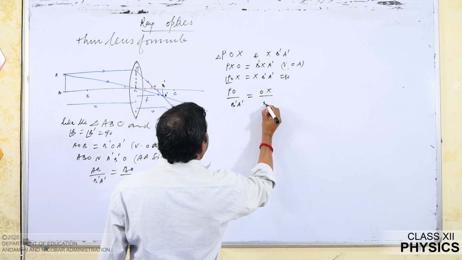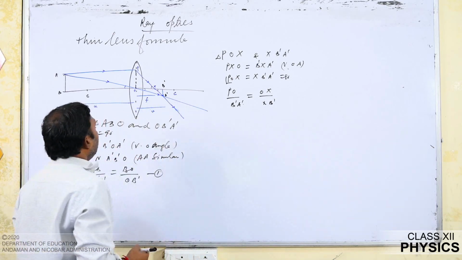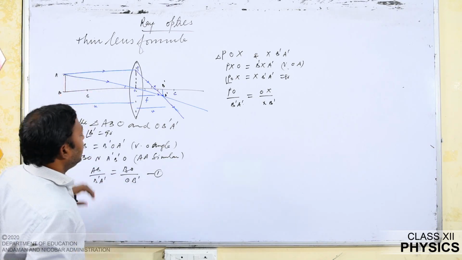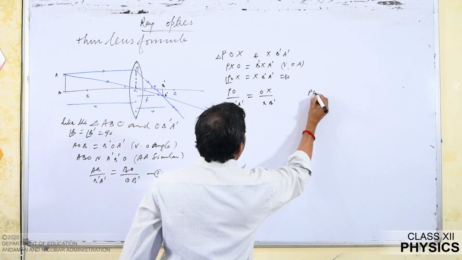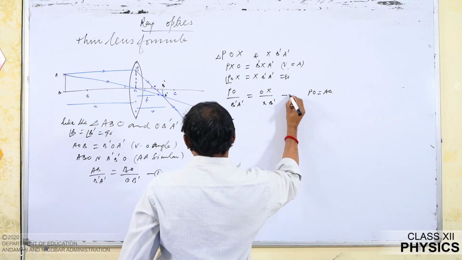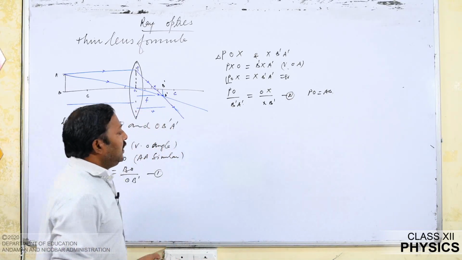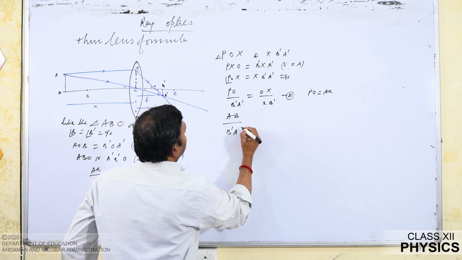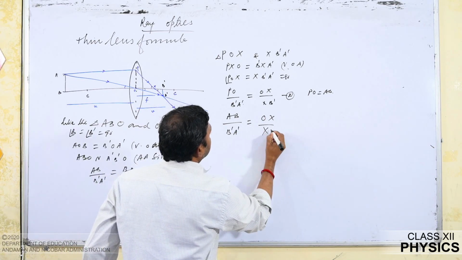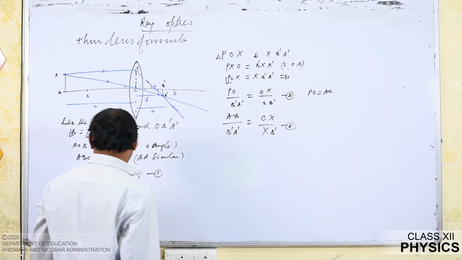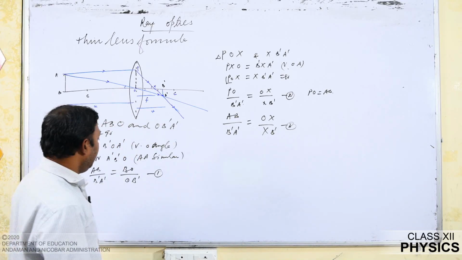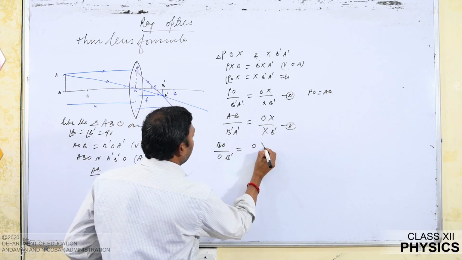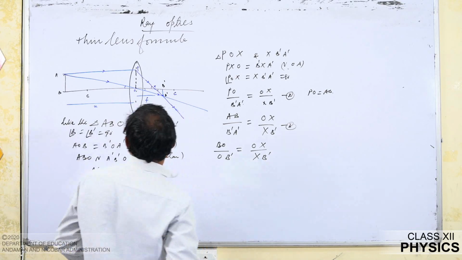Now PO and AB are the same because they are the perpendicular distance between two parallel lines, hence in place of PO we can write AB. Replacing PO by AB in equation 2, we get AB by B'A' is equal to OX by XB', equation 3. Now comparing equation 1 and 3 gives BO divided by OB' is equal to OX divided by XB'.